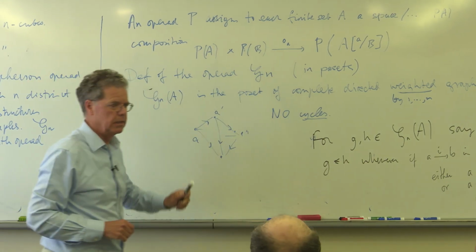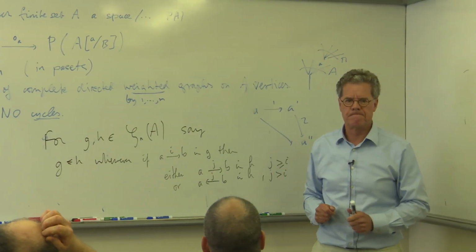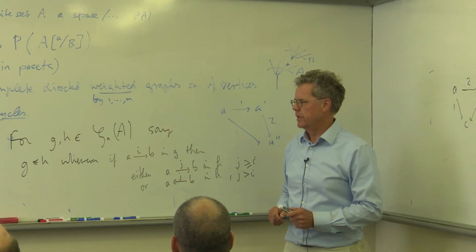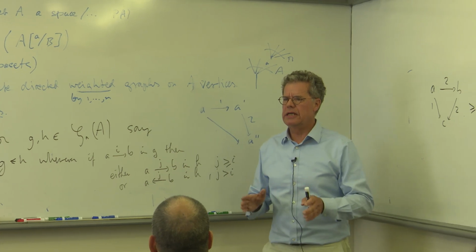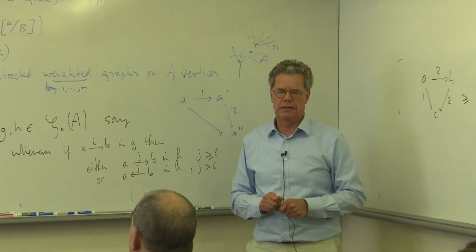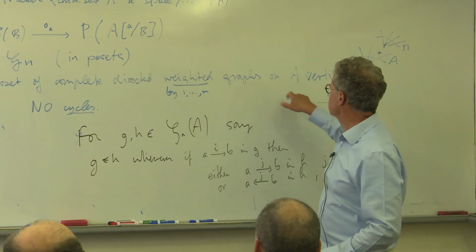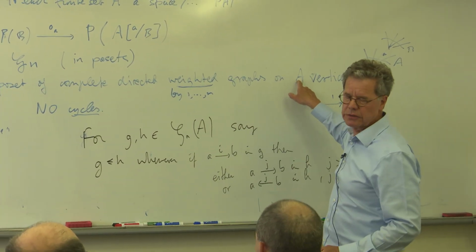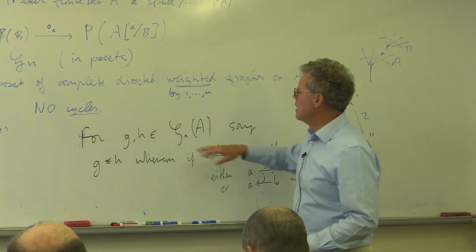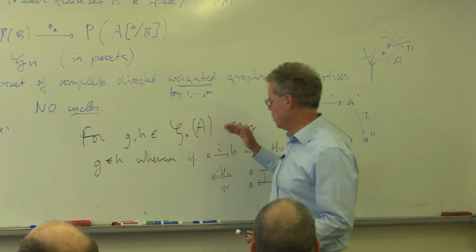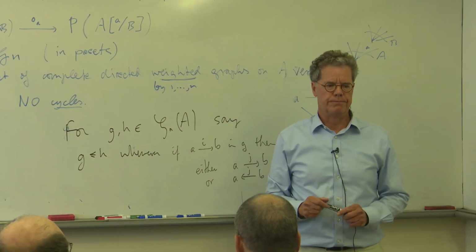So for a fixed A, I've defined a partially ordered set on all the graphs, on the full weighted graphs. So once more, Gn of A is a partially ordered set. Its elements are completely directed weighted graphs with this specific set of vertices, with the condition that there are no cycles. Okay? And the partial order I've just explained. What I haven't explained yet is the operad structure.